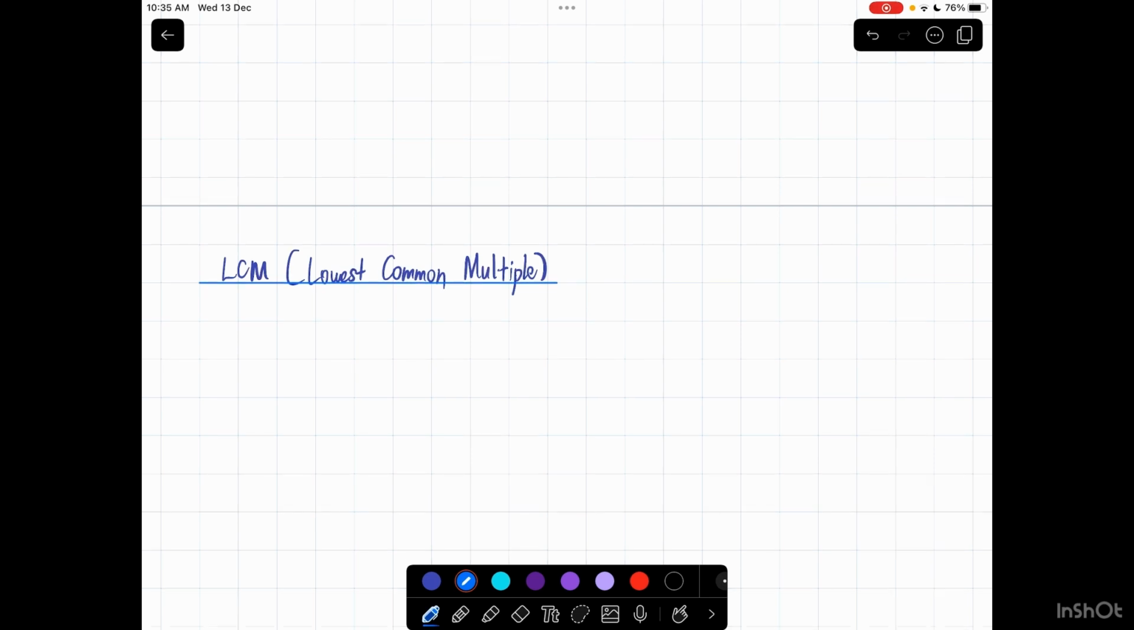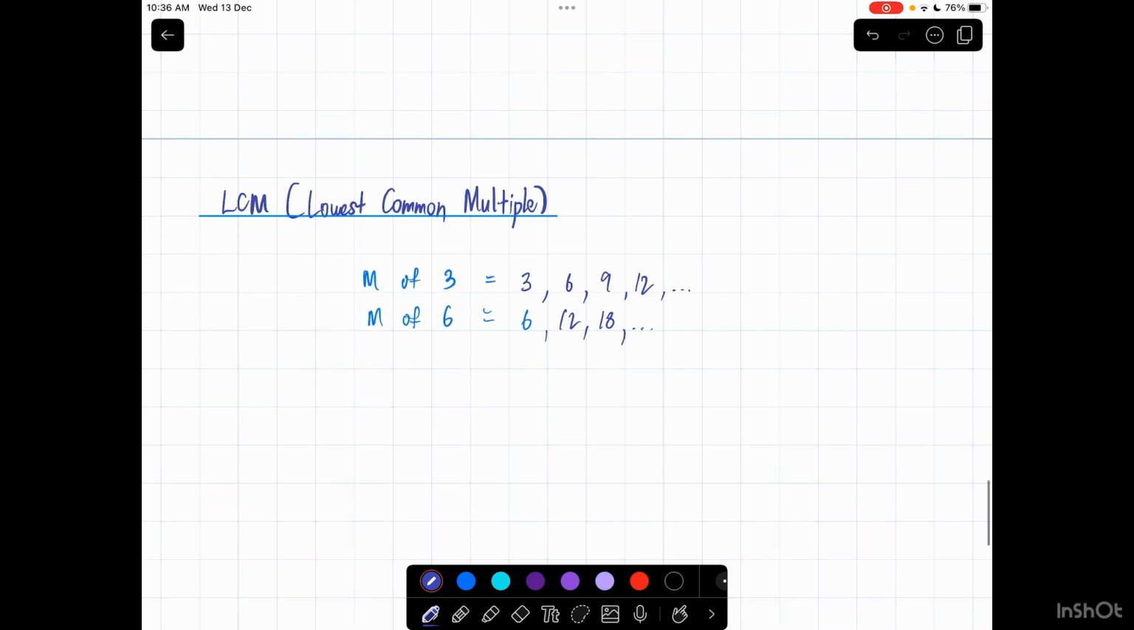We have multiples of 3 and multiples of 6. And if we list it out, we have 3, 6, 9, 12, dot dot dot, and then for 6 we will have 6, 12, 18, and so on. So if you were to list out the common multiples of 3 and 6, we will have 6, and then 12, and so on.